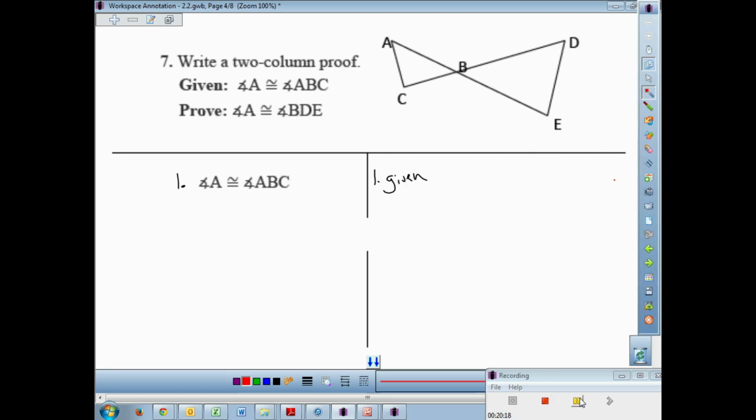Read the given, write the given, mark the given. We've read the given, we've written the given. Now I've got to mark the given. First of all, what does this even say?